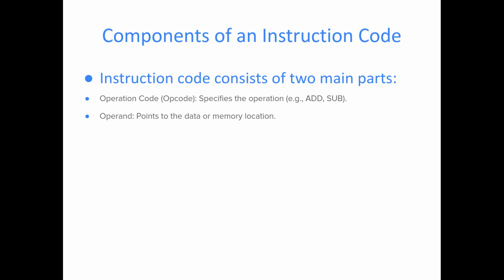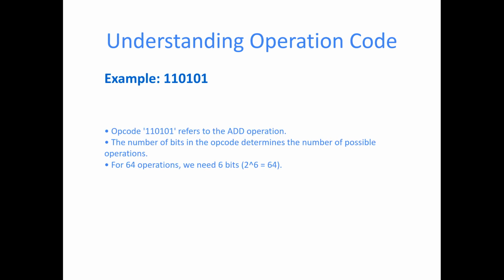Now let's break down the structure of an instruction code. It mainly has two parts, the operation code and the operand. Now let's discuss them one by one. First, the operation code, often called the opcode, is a group of bits that define the operation the computer needs to perform. For example, operations could include add, subtract, multiply, or any other function the computer can execute.